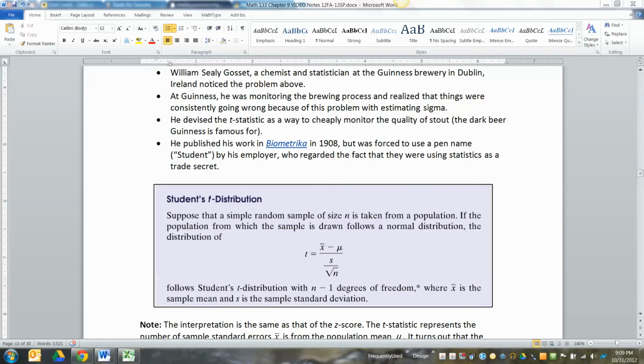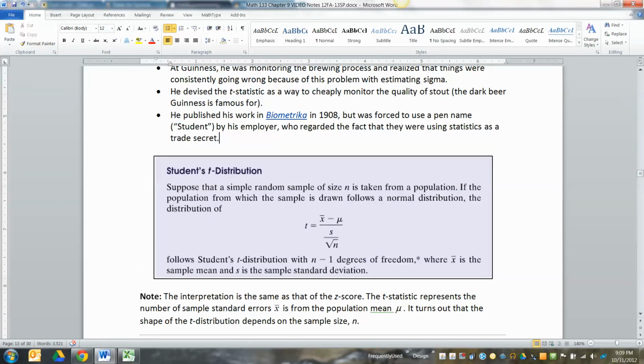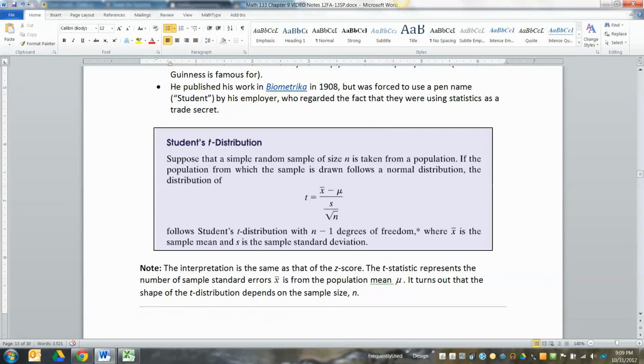You've got to publish this, but we can't publish it under my name because I work for Guinness and it's a trade secret. And so his professor's like, no problem, no problem. I'll publish it, but we'll use a pen name. I'll send it to the publishers for you. So it's kind of on the sly. And we'll call you Student because you're my student. So it's called the Student's t distribution, which is what he came up with.